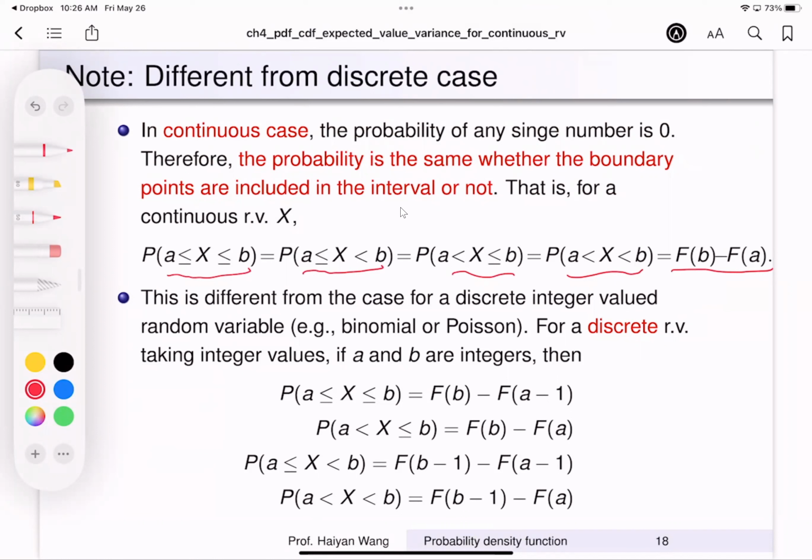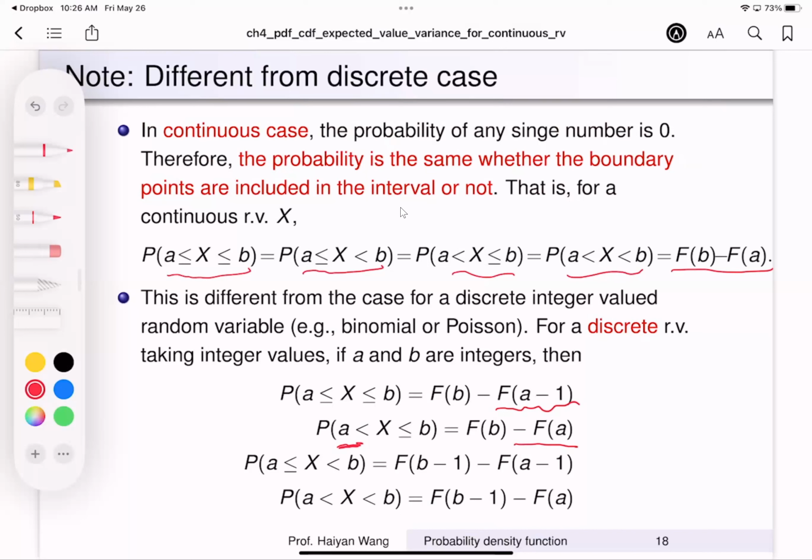For a discrete variable, for example, let's say the possible values are only integers. When we consider between a and b, including a and b, then a should be included inside. So when we do the subtraction, we need to subtract those below a. Therefore, this has to be a minus 1 when we subtract. For this one here, a is not included. When a is not included, then when we do the subtraction, it is fine to use F(a).